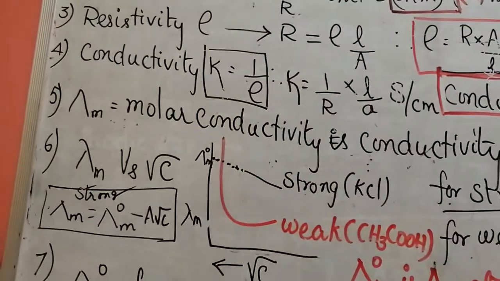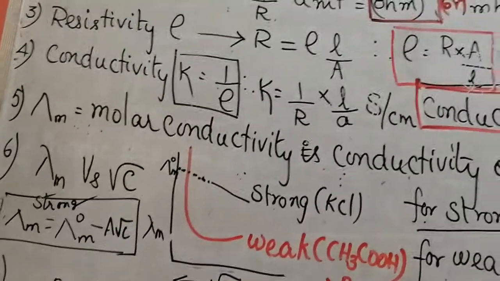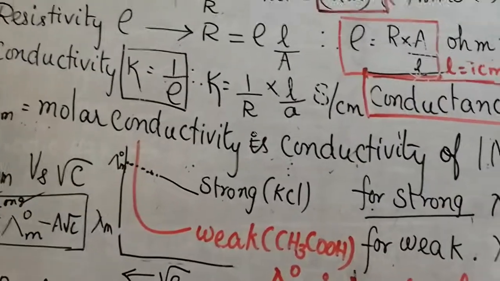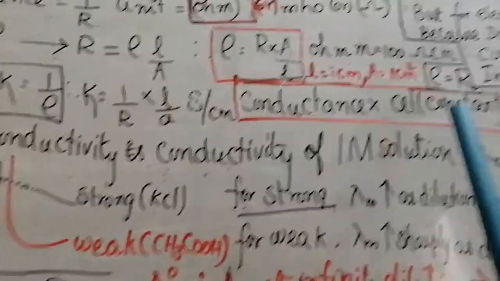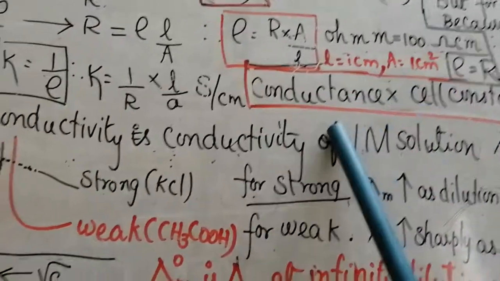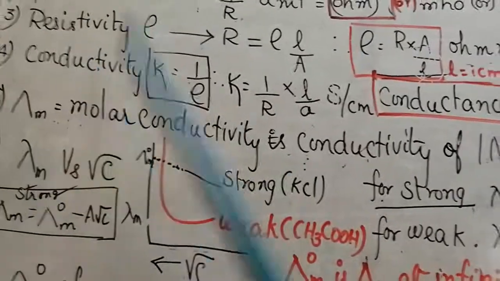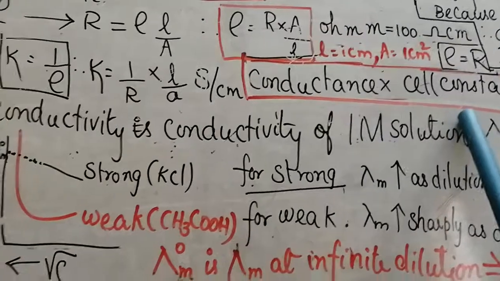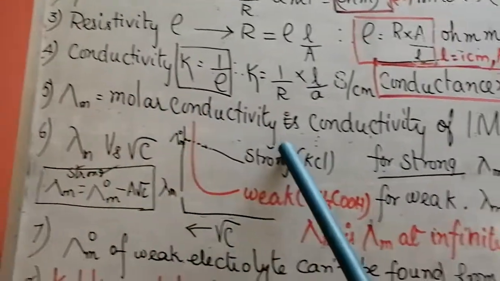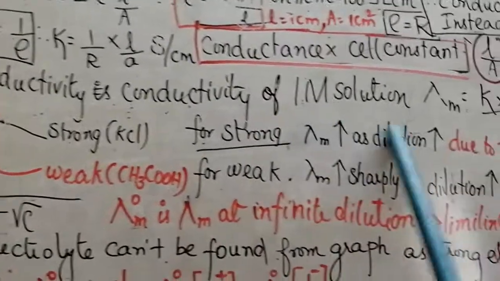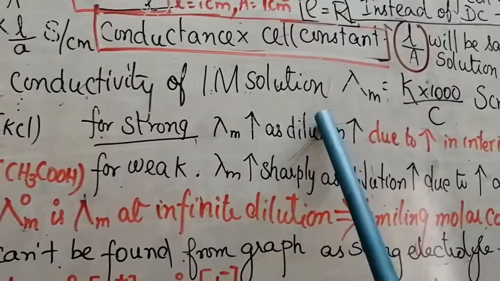For that particular conductivity cell, the cell constant will be the same. So conductivity will be equal to conductance into cell constant. You must be thorough with this formula. Conductivity is equal to conductance into cell constant. So what is molar conductivity? Lambda m. Molar conductivity is the conductivity of 1 molar solution.